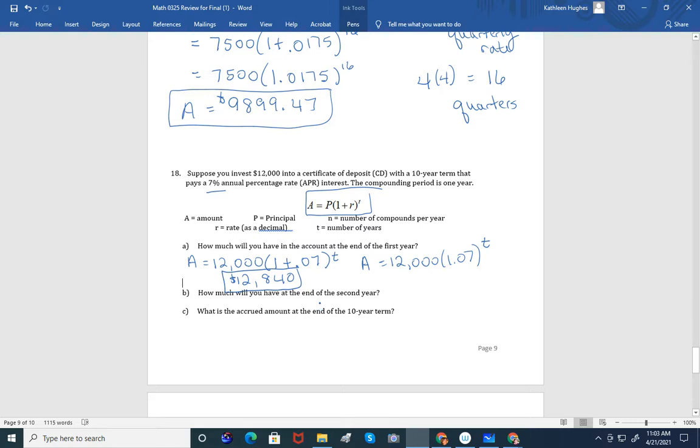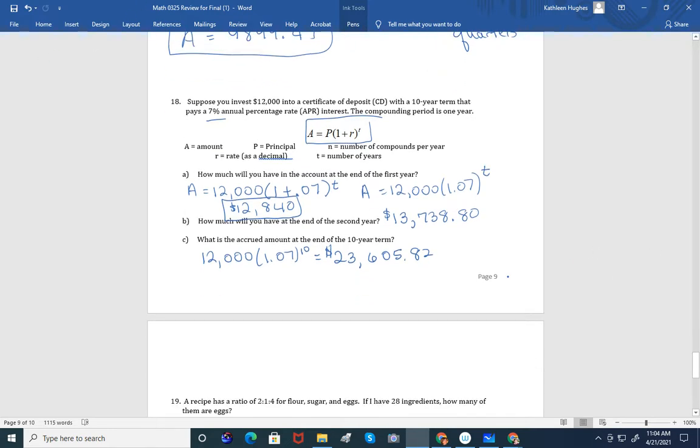If I do it for 2 years, it's going to be 12,000 times 1.07 to the second power. I'm going to multiply by 1.07 again. That's going to be 13,738 and 80 cents. If I do it again where I'm doing 12,000, 1.07 to the 10th power, I get 23,605.82. So he has almost doubled his money in 10 years. Not quite, but almost.